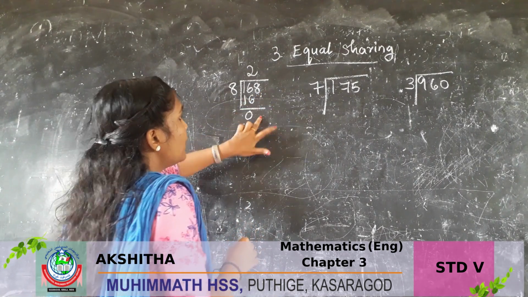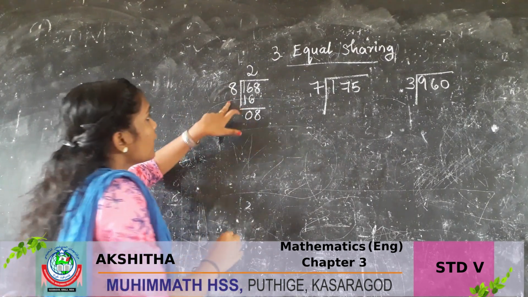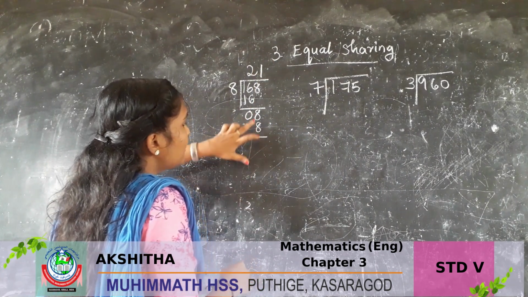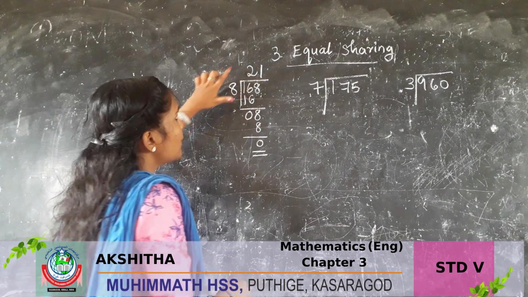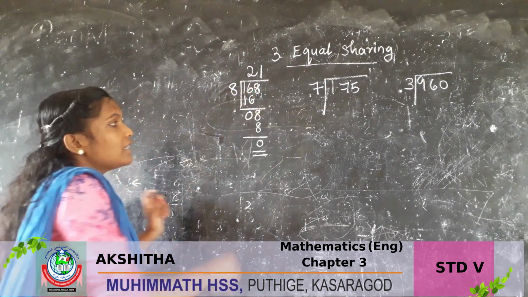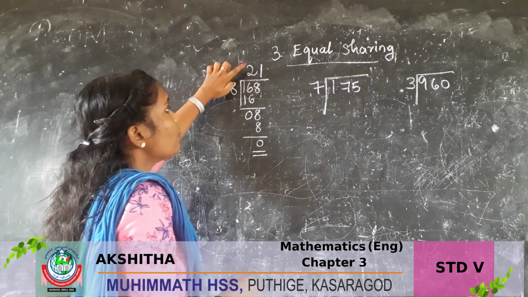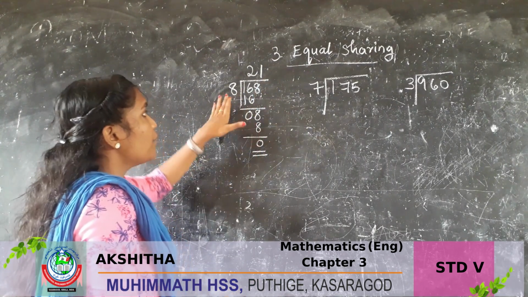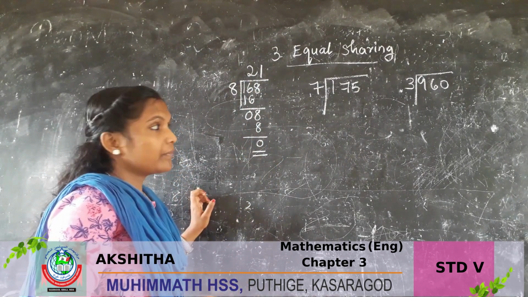Then we bring down this 8. 8 how many times is 8? 8 ones are 8. Next step, 8 minus 8 is 0. Here 21 is the quotient, 8 is the divisor, 168 is the dividend, and the remainder is 0. So each will get 21 rupees. If 168 rupees are divided among 8, each will get 21 rupees. Let us see the next one.